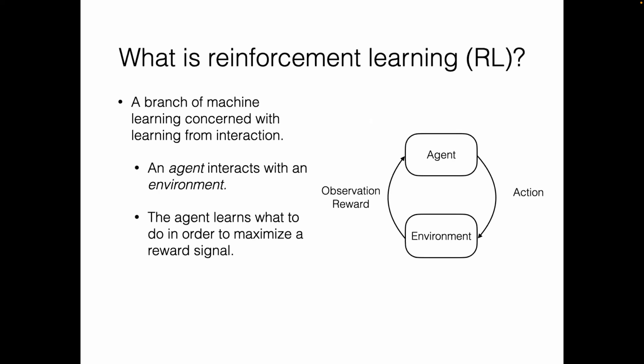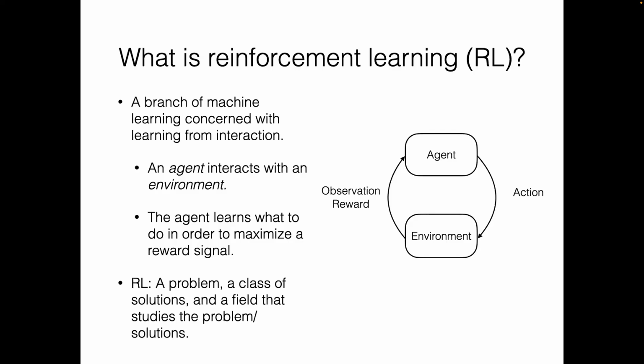Okay, so what is reinforcement learning? Well, coming up with these general definitions is always hard. So I actually got this one from a textbook. And it says it's a branch of machine learning concerned with learning from interaction. So we have a notion of interaction, and you have a notion of an agent and an environment. The agent is interacting with the environment, and broadly speaking, the goal is for the agent to learn what it has to do in order to maximize some reward signal.